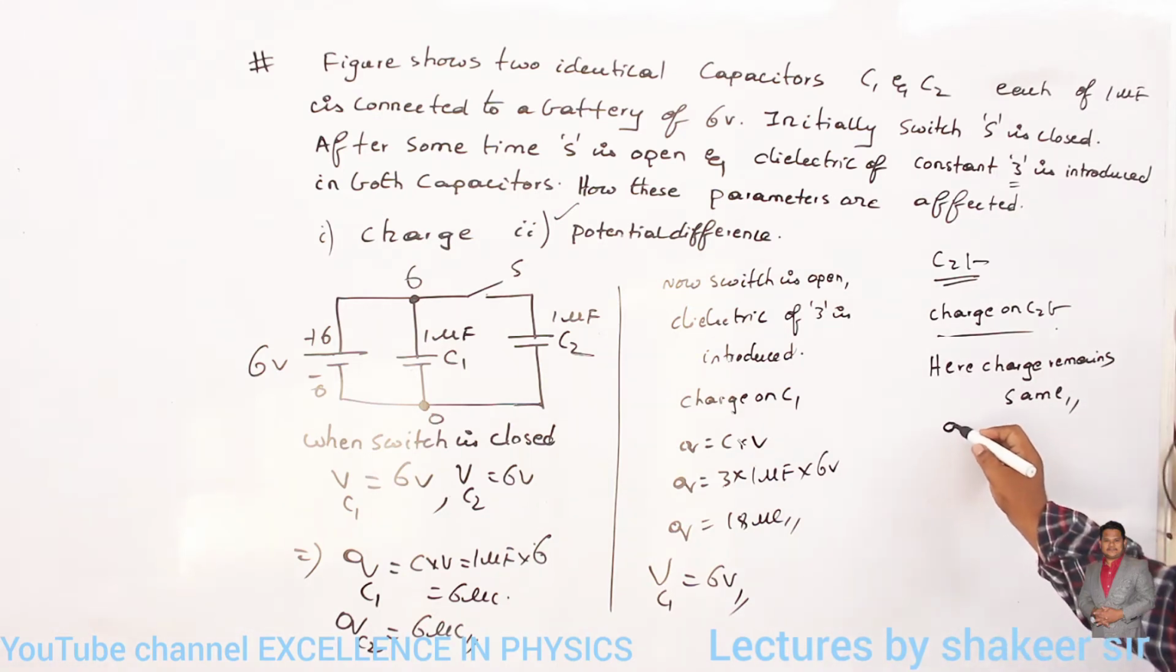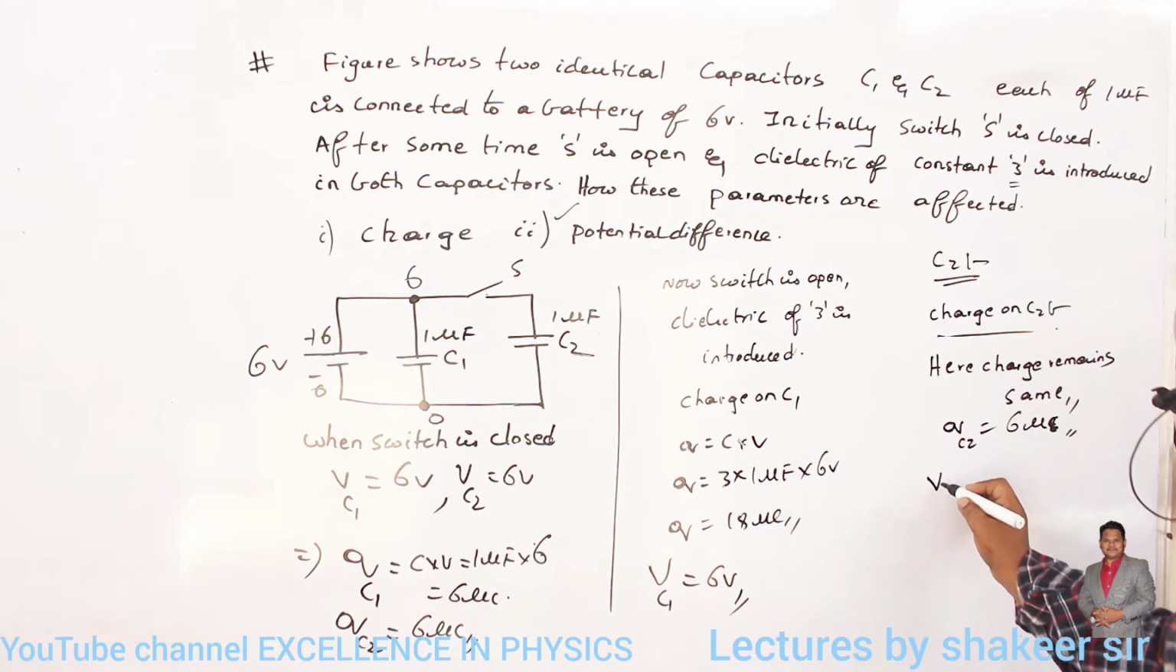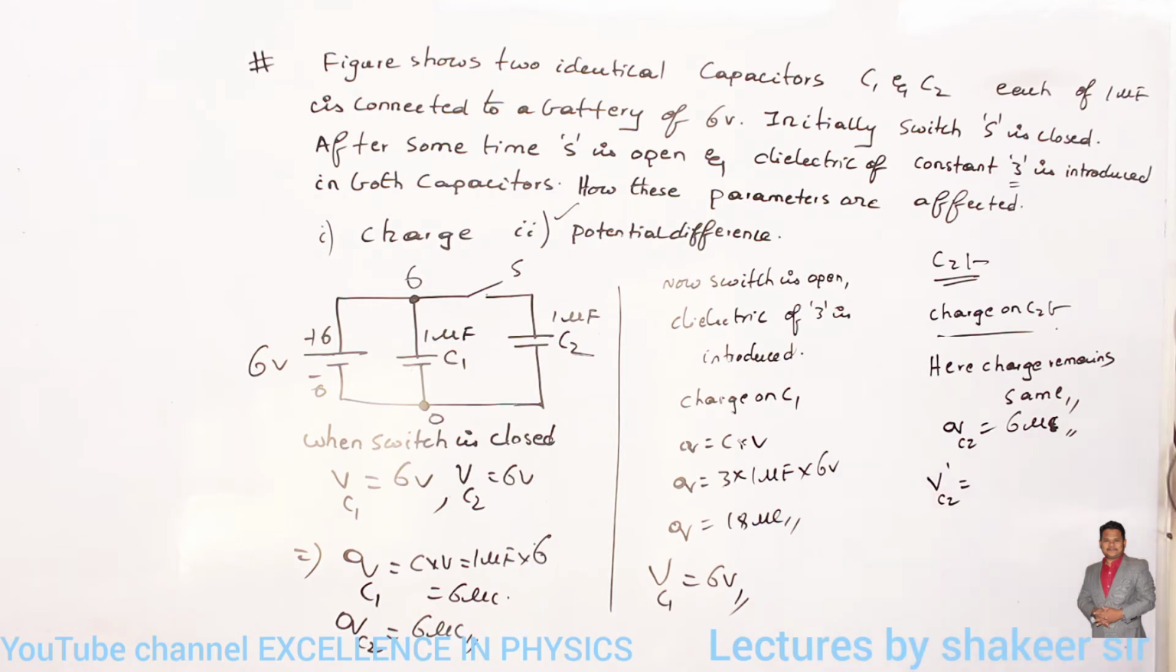So what is the charge on C2? Initial charge was 6 microcoulombs, so final charge is also 6 microcoulombs only. Clear? Then the second one is potential difference. Now how can I calculate the final potential difference across C2?